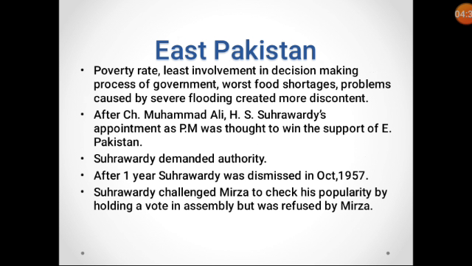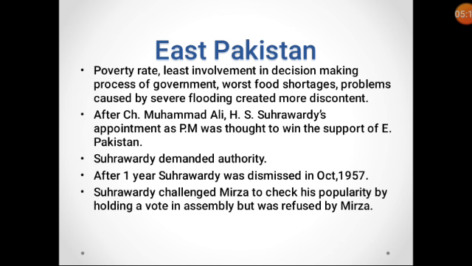Regarding East Pakistan, the poverty rate, least involvement in the decision making process of government, worst food shortages, and problems caused by severe flooding created more discontent among the people of East Bengal. So, after Chaudhry Muhammad Ali, Hosayn Shah Sohrawardi was appointed as Prime Minister of Pakistan, and it was thought to win the support of East Pakistan because Hosayn Shah Sohrawardi belonged to East Pakistan.